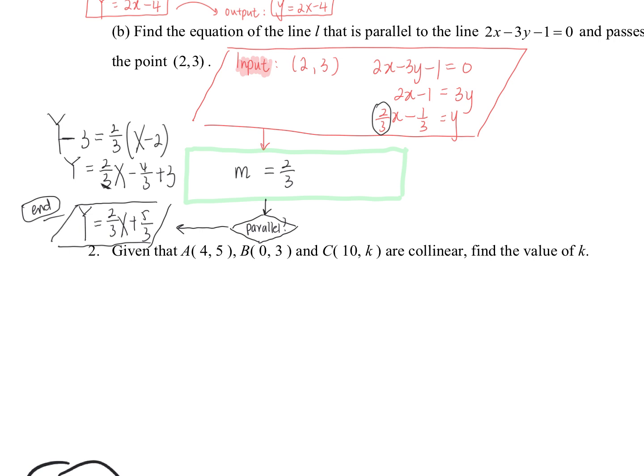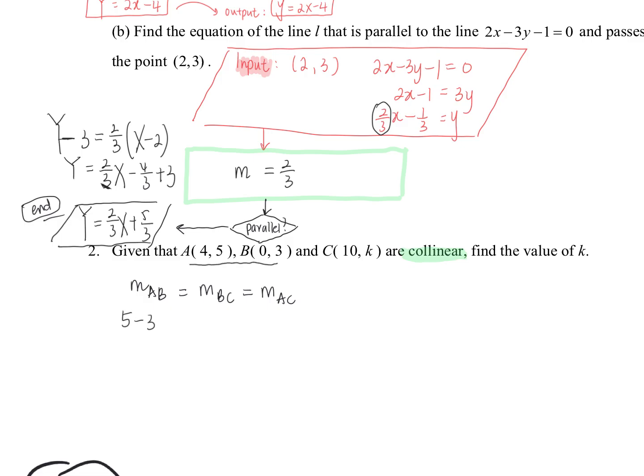Okay, question 2 we have done before. They tell you that these 3 points are collinear. So what can you do? You find the gradient. So gradient of AB should be equal to gradient of BC, should be equal to gradient of AC. No need to do all 3. Just do one pair will do. So choose the one that you already can find the gradient, which is AB.